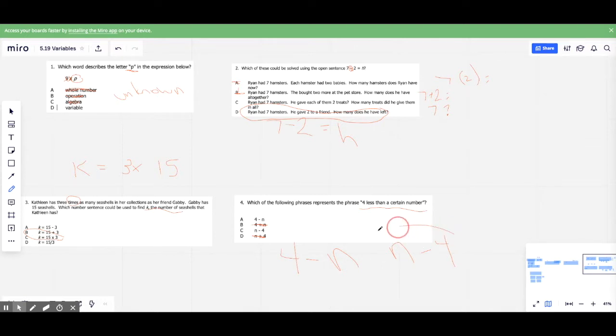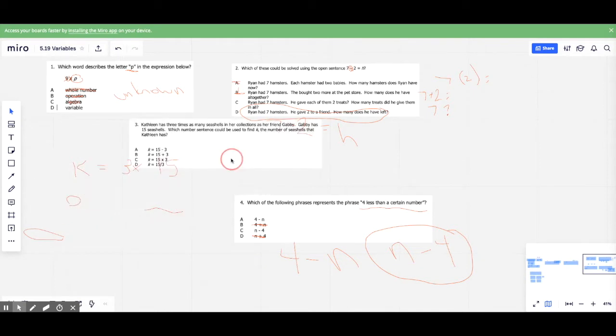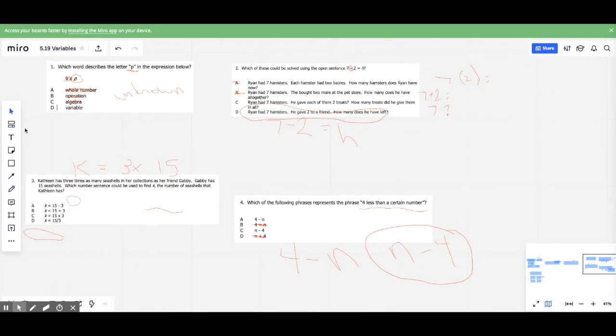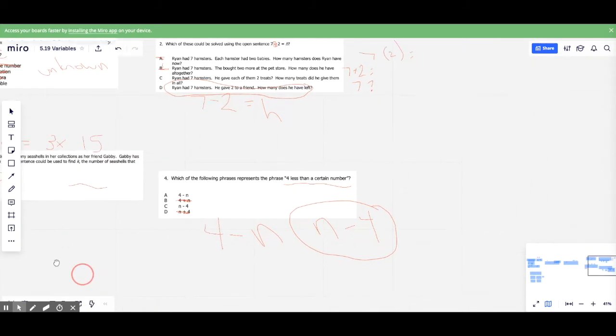Okay, the first one is 4 minus a certain number, and the second one right here, a number minus 4, which is what we are looking at. One of those backwards problems that we gotta kind of figure out what they're really asking.